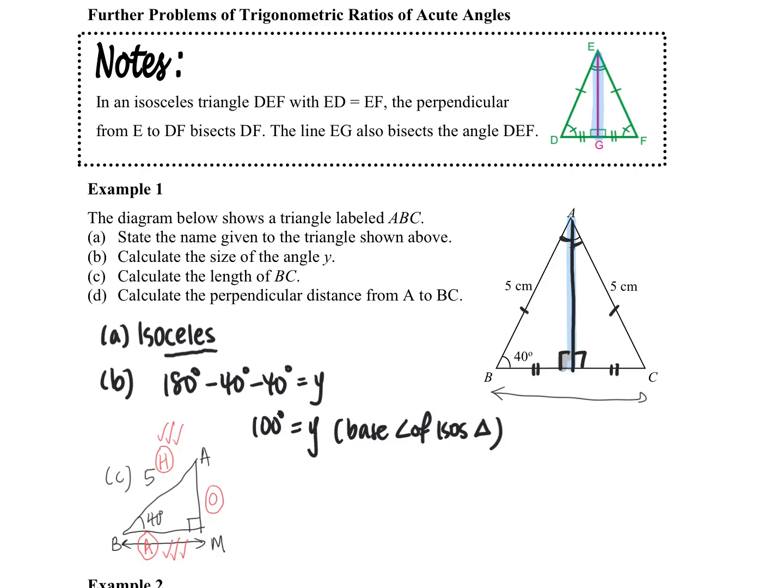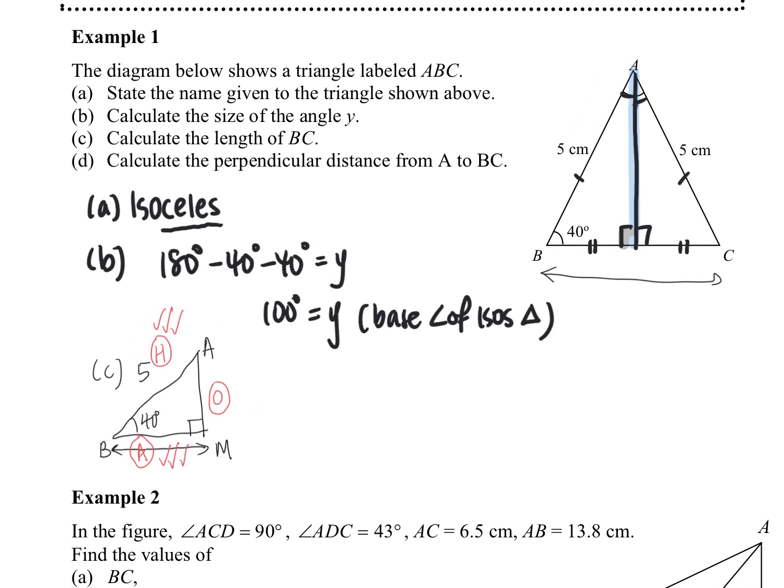So cross multiply. BM is 5 cos 40. Don't evaluate using the calculator first, because this is not your final answer. Let's keep it as exact as we can. Now to find BC, I multiply this by 2. So you will get an exact answer and you don't lose accuracy marks. So 7.66 cm, length to 3 SF.